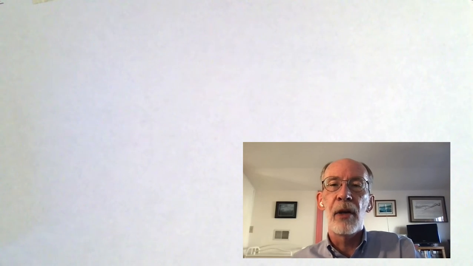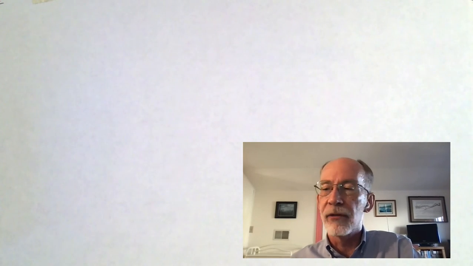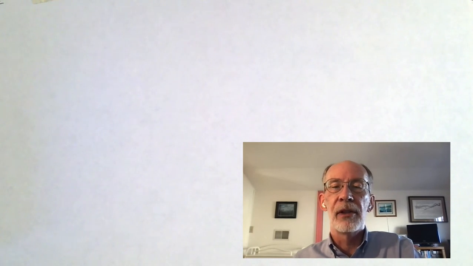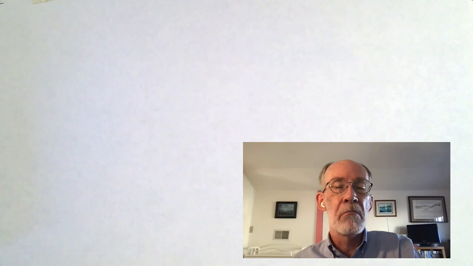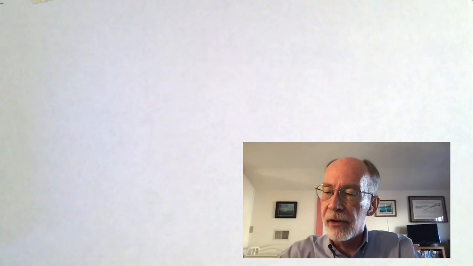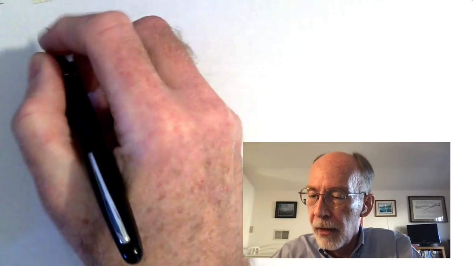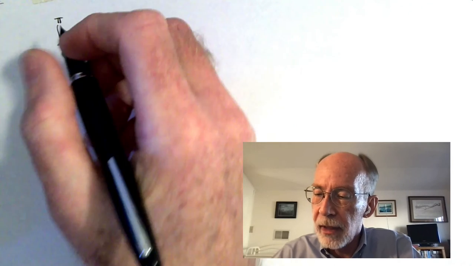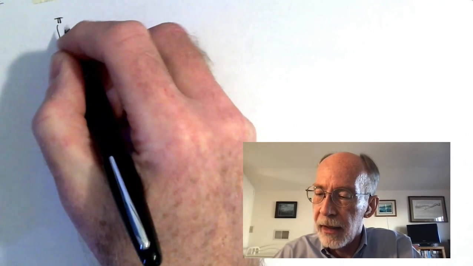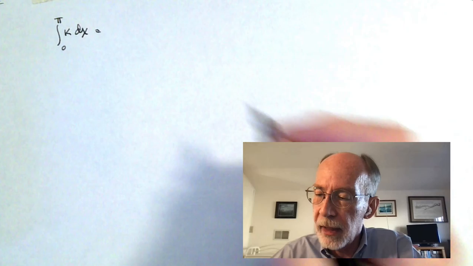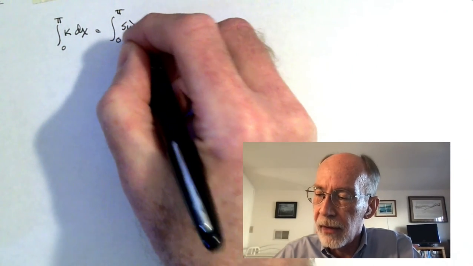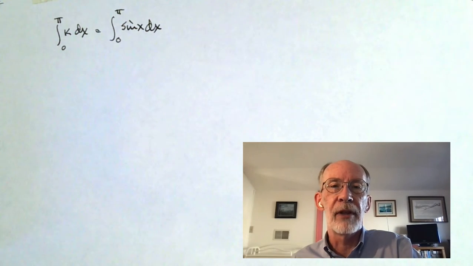So the calculation that we need to do follows immediately from what we just said. We want to find some constant that has the property that that constant function on that interval encloses the same area as the sine function. So we want the integral from 0 to pi of some constant function, we'll call it k dx, to be equal to the integral from 0 to pi of our function, sine of x dx. And we just have to figure out what is the k.